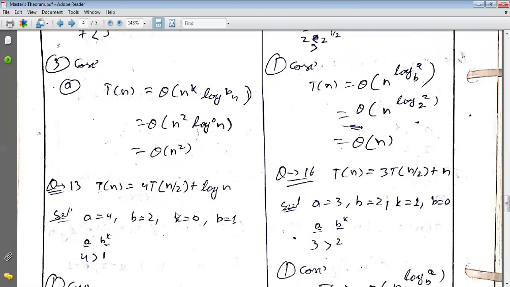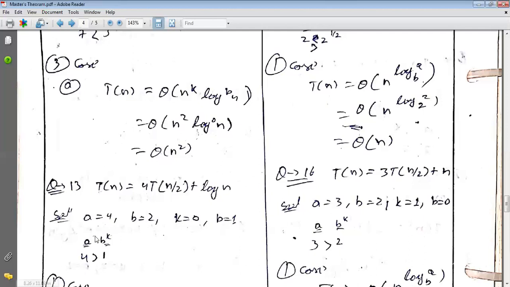Why is k 0? Because the n term is absent, it is not present in this particular recurrence. If we compare with the original one, at this place we require some term which is in the form of n. So here we don't have the term n. So we say that in this particular problem, the kth term equals 0. So we can say that a equals 4, b equals 2, k equals 0, and p equals 1.